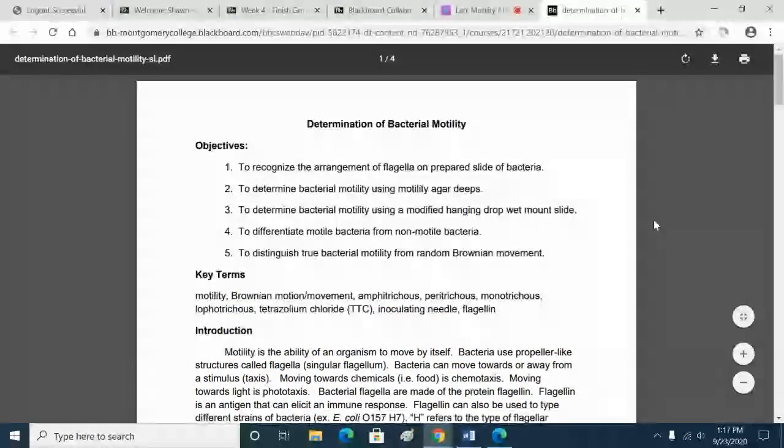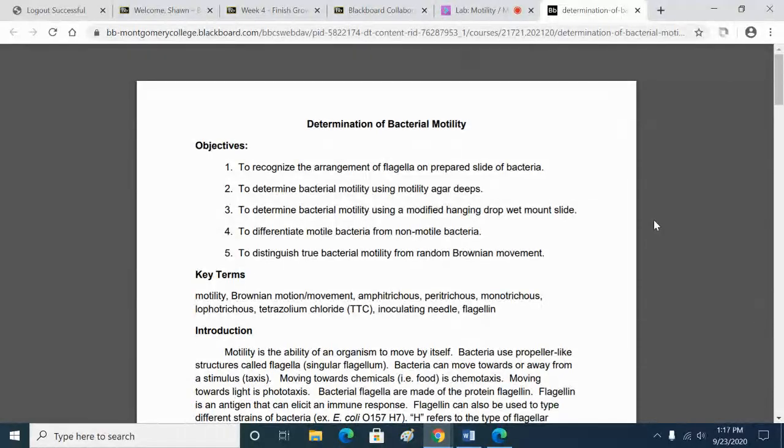So can everyone see the handout on motility? So we've talked about motility in lecture. Remember, it's motility with a T, not mobility with a B. And we're going to talk about two techniques for observing motility today. We'll talk about using motility agar deeps, as well as making wet mount slides. And then we'll see two videos actually looking at the live unstained bacteria in the microscope.